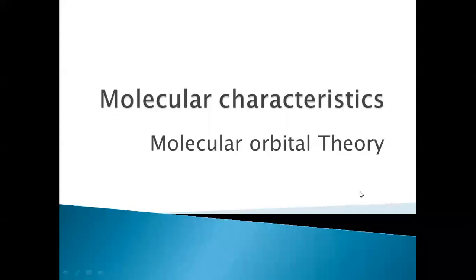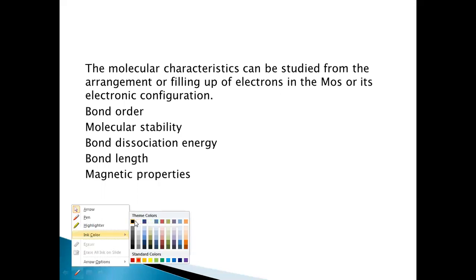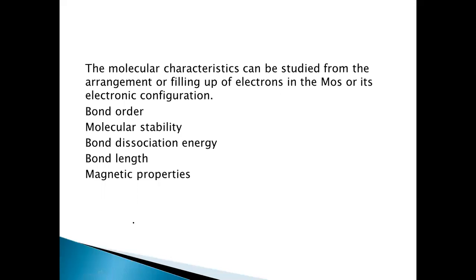Let's look at the molecular characteristics in molecular orbital theory from the chapter chemical bonding. So the molecular characteristics can be studied. How can they be studied? They can be studied from the arrangement or filling up of the electrons in the molecular orbitals.